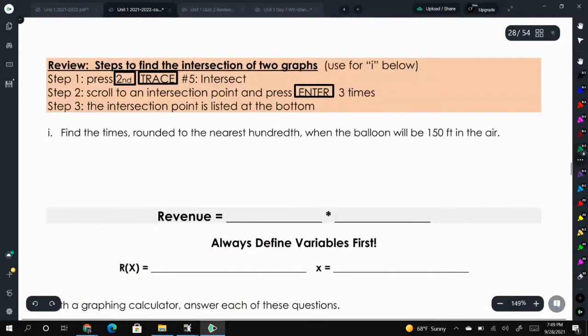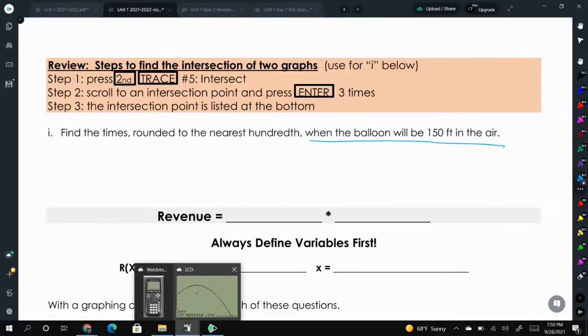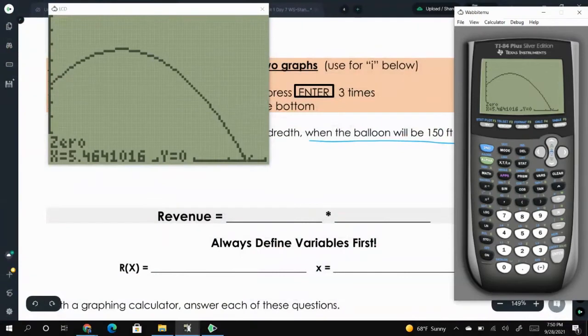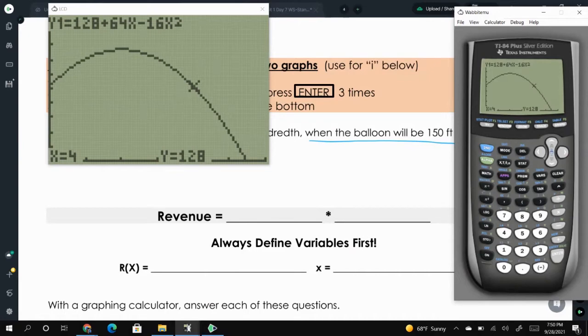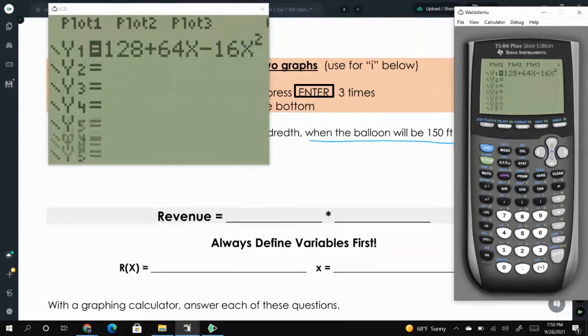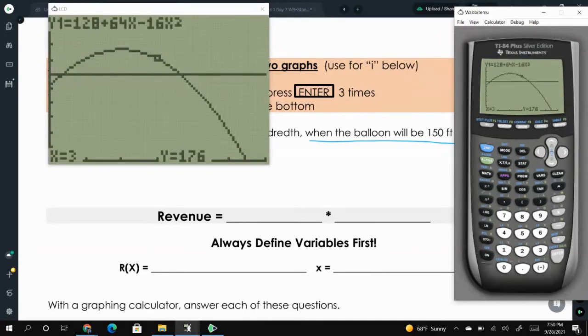Now we can also figure out when the balloon was 150 feet in the air. If we go back here, you might be able to guess, like say, okay, what about 4 seconds? 128. What about 3 seconds? 176, so it's got to be in between there. What we can do is go to y equals, and then in y2, type in 150, because that's what we're trying to figure out. When does the balloon reach a height of 150 feet?